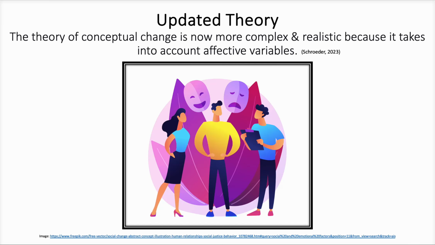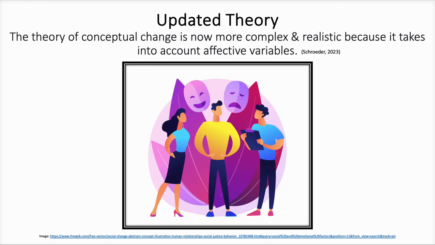Older theories of conceptual change were more centered around cognitive ideas and prior knowledge of topics. Schrader tells us that we now have a more complex, realistic theory of conceptual change. And what makes it more complicated is that affective factors and prior knowledge influence these different levels of conceptual change.